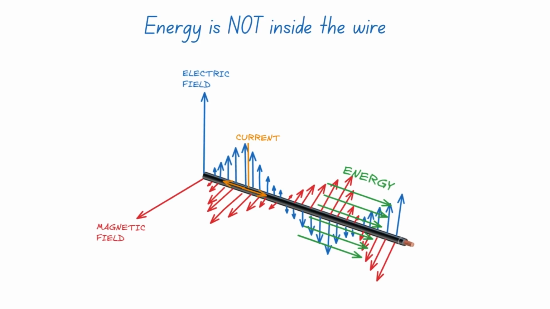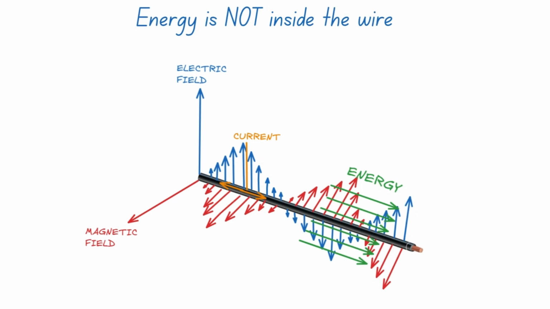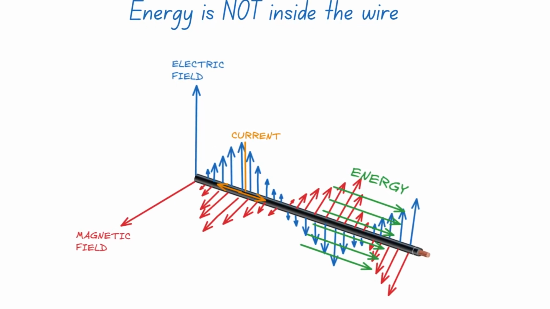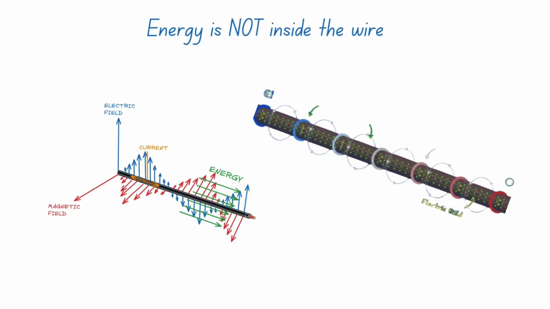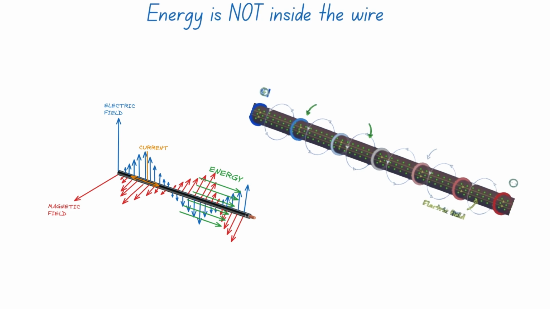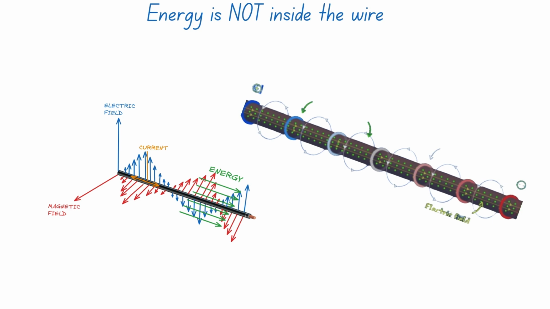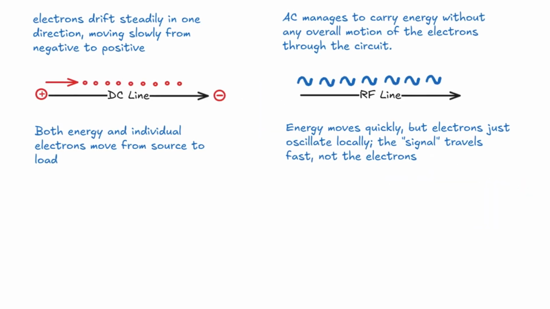If I asked you where electrical energy travels, most people would point inside the wire, because that's what it looks like. Electrons in copper, energy in copper. But here's the twist. In real electromagnetics, the energy mostly travels in the space around the wire, in the fields, not in the metal. And once you see it, RF starts making sense.